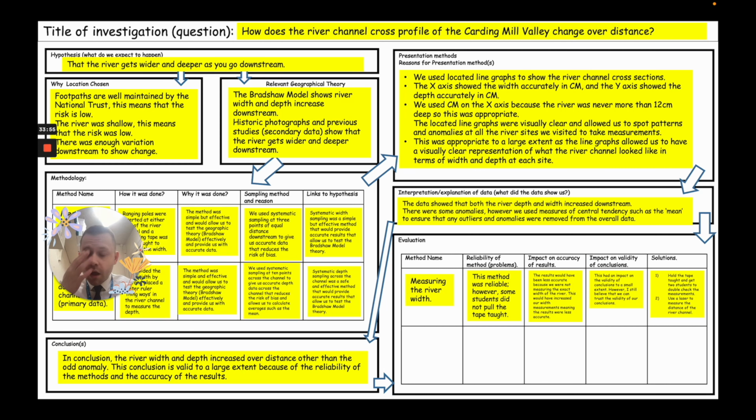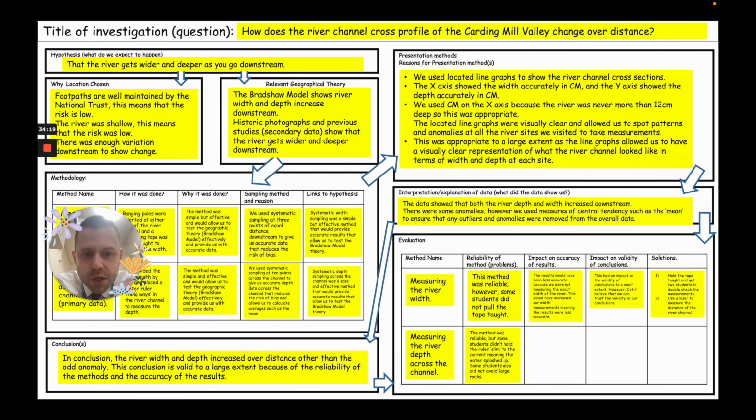Another more high-tech option is you can have laser range finders. They use them in the building trade, and you could point the laser from one side of the river to the other and it will tell you how far it is. But I think for a secondary school on a low budget, we just need to stick to simple and appropriate methods.